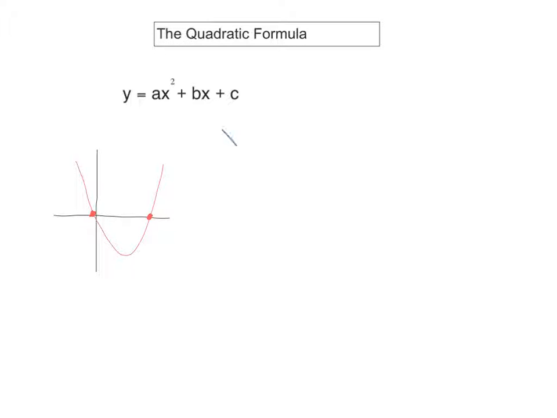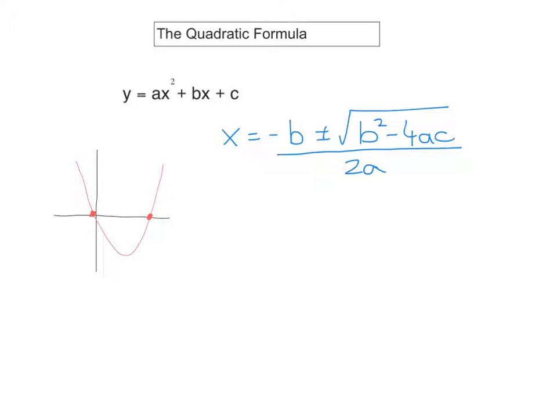And we know the quadratic formula equals this: negative b plus or minus the square root of b squared minus 4ac, all divided by 2a. Okay, and the a, b, c just come from a is the x squared value, b is the x value, and c is the constant.